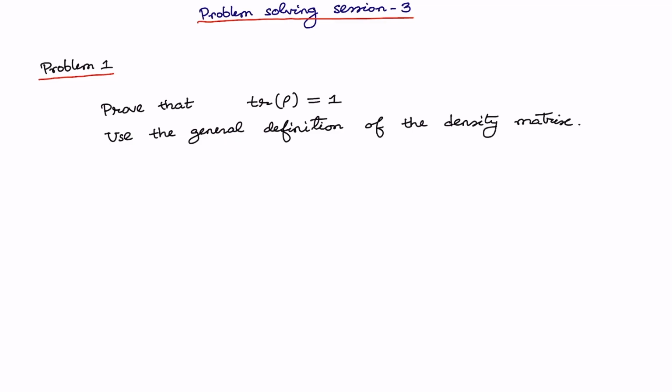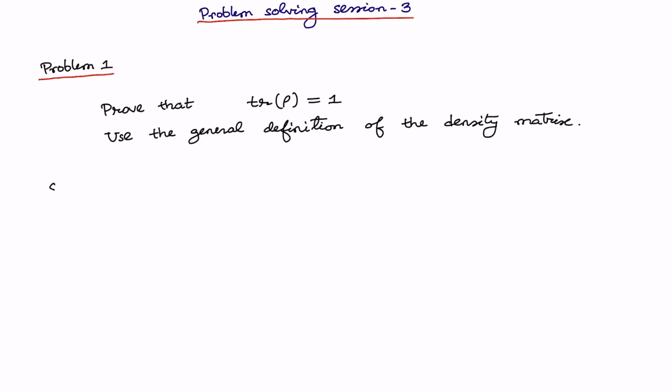In this problem solving session number 3, we are going to solve some problems based on lecture 7 and 8. Here the first problem, you are asked to prove that trace of rho is equal to 1 and you have to use the general definition of the density matrix.